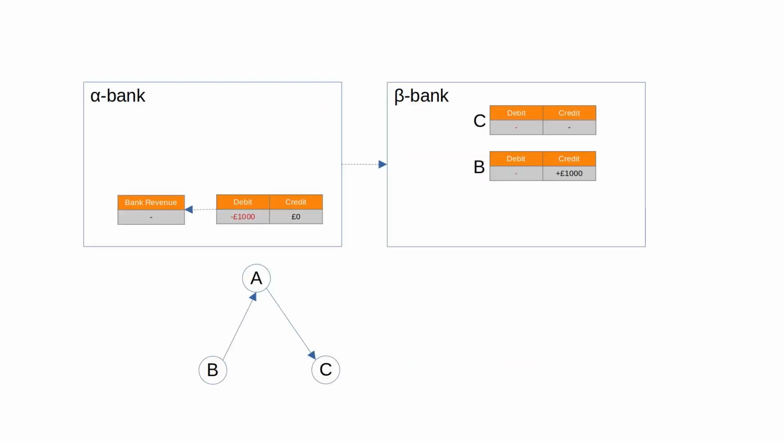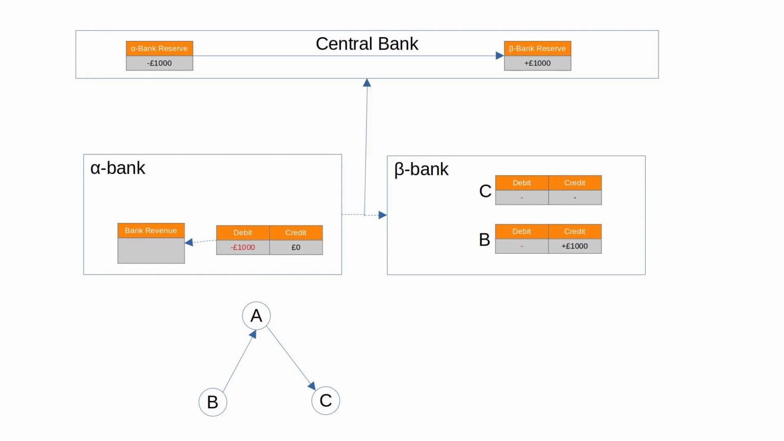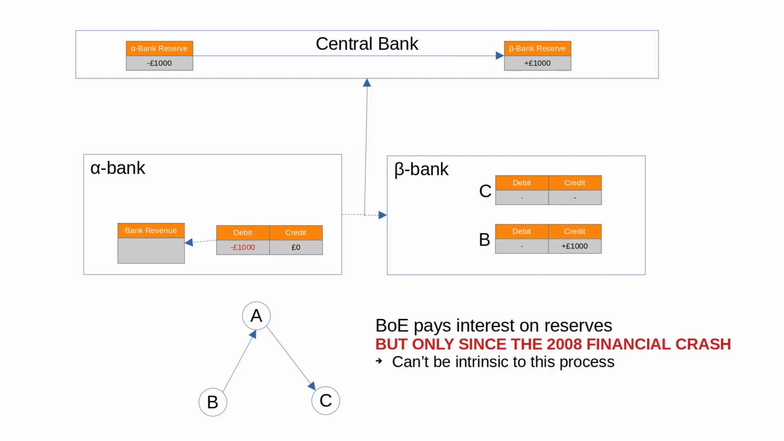In this case, when A pays B, money must somehow end up in B's account with Beta Bank. This could be achieved by Alpha Bank asking Beta Bank to credit B's account with £1,000, but now Alpha Bank owes Beta Bank £1,000. How does Alpha Bank make Beta Bank whole? It does that using money held in its Bank of England reserve account. Alpha Bank requests that £1,000 is moved from its reserve account to Beta Bank's reserve account. Here we see a possible justification for the interest rate because Alpha Bank may be losing money through lost interest accruing on the money in its reserve account. Note that, however, this interest payment on reserves is quite a new thing, having started since the 2008 financial crisis.